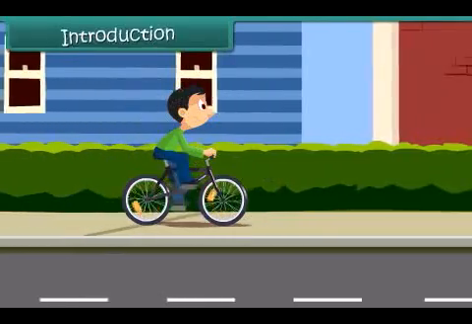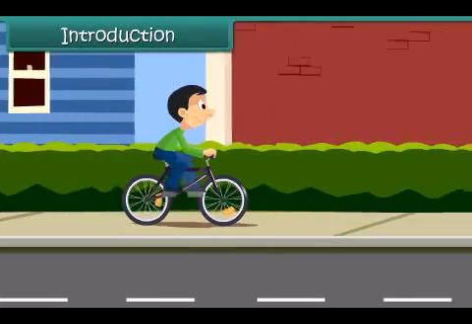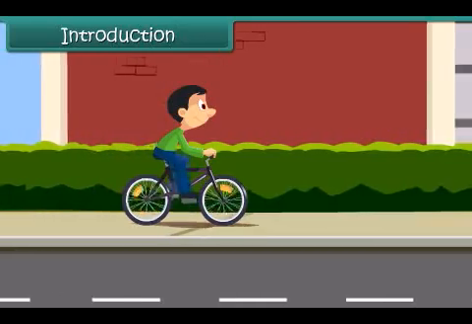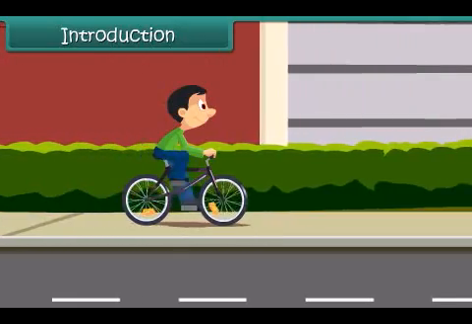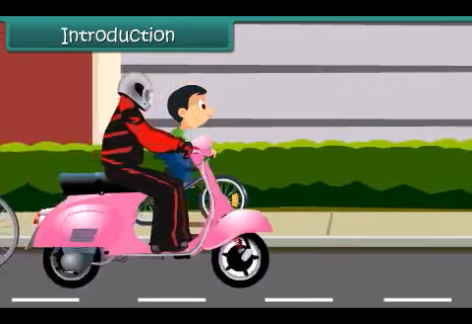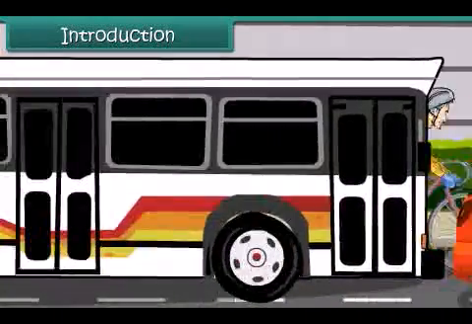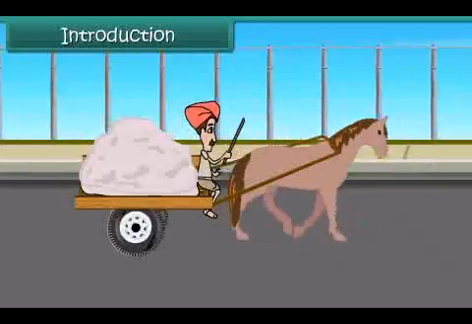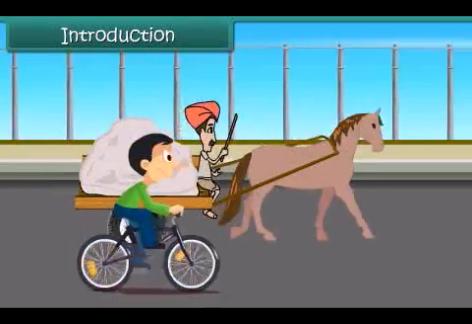Introduction. It was a lively sunny morning. Nitin is cycling to his friend's place. On the way, scooters, bicycles, cars, buses whiz past him. He cycles past bullock cart carrying sand.